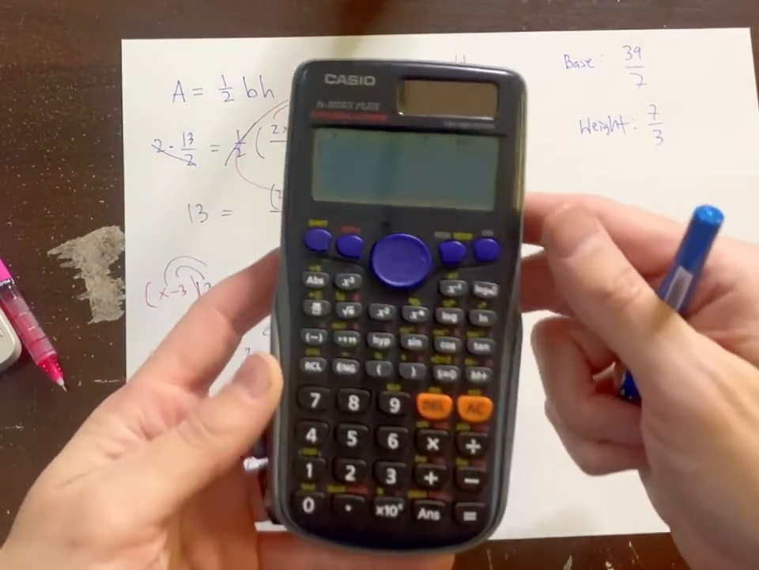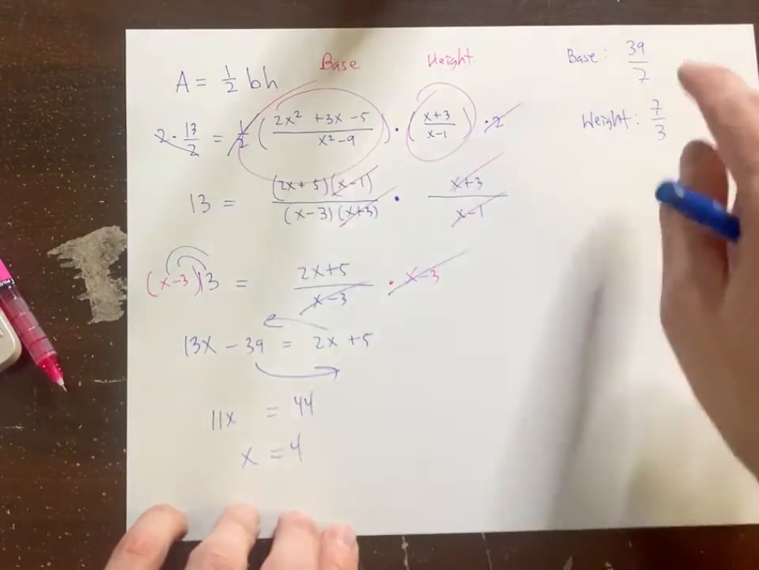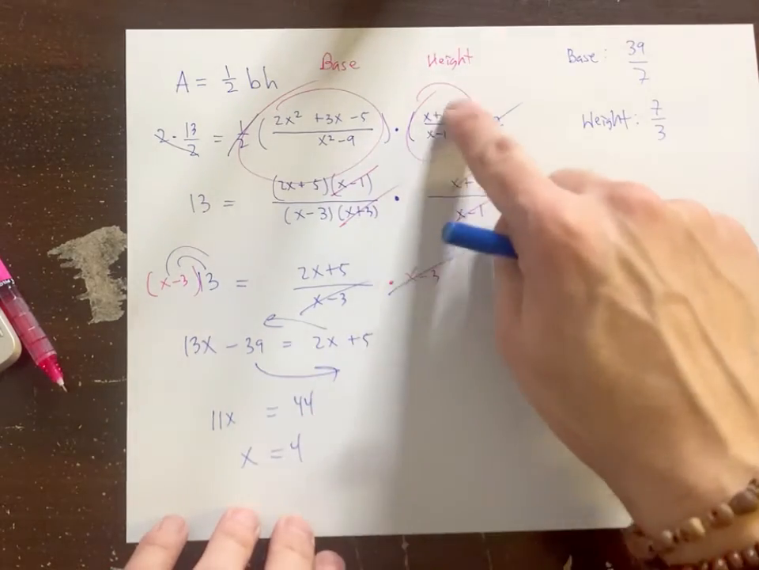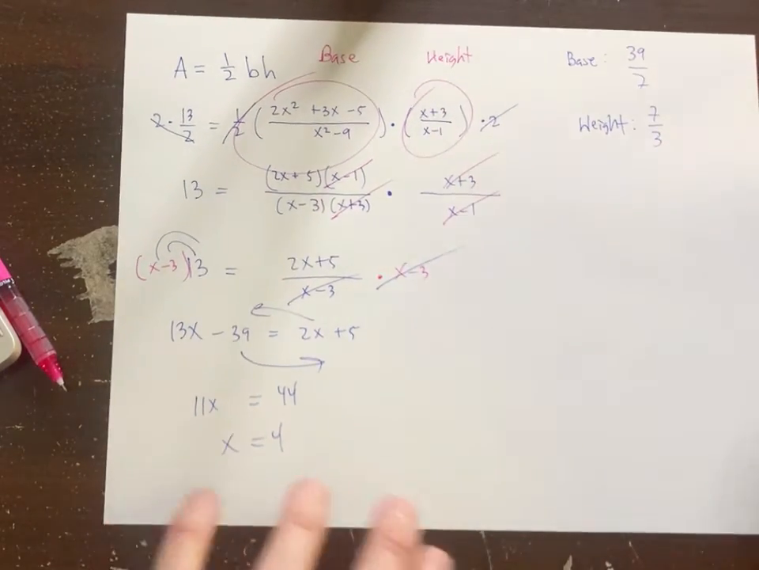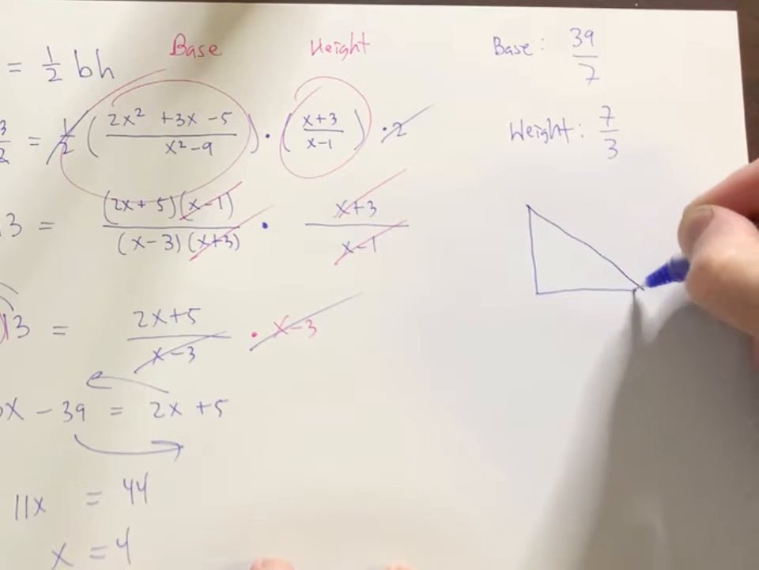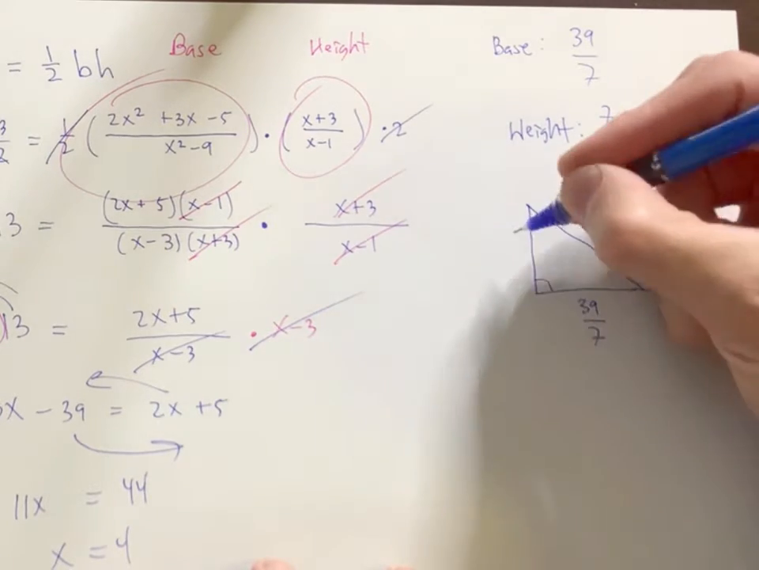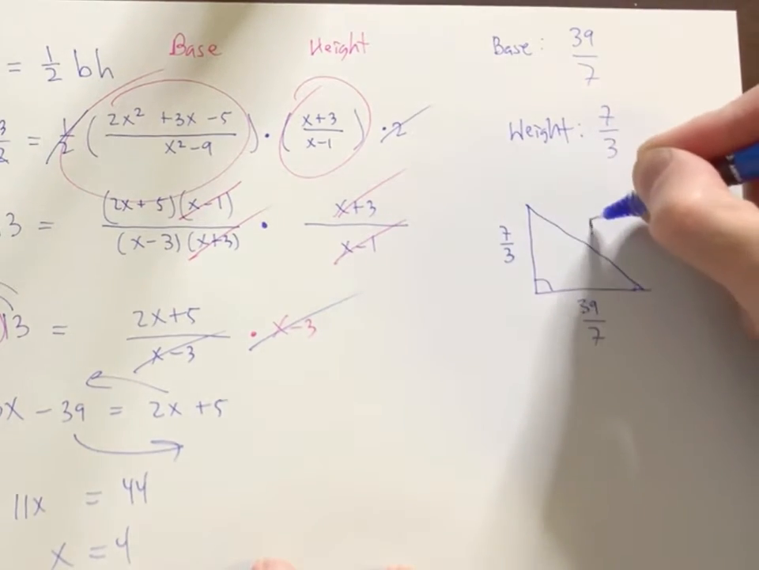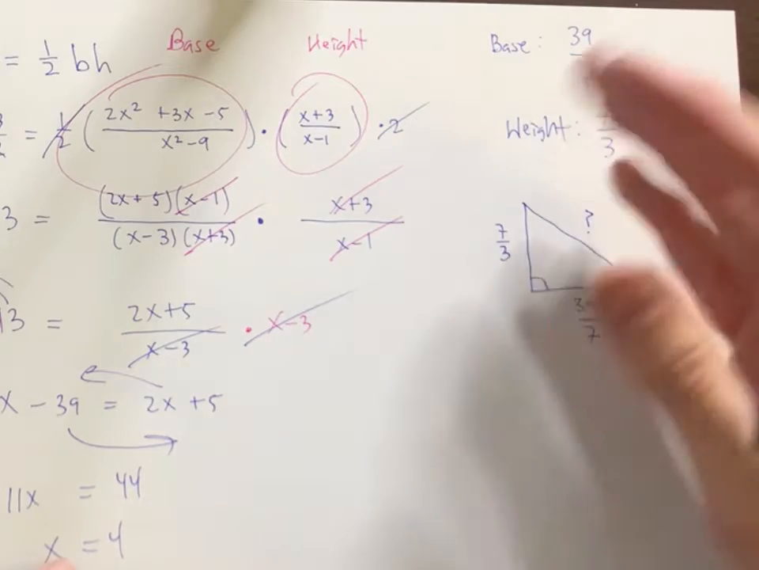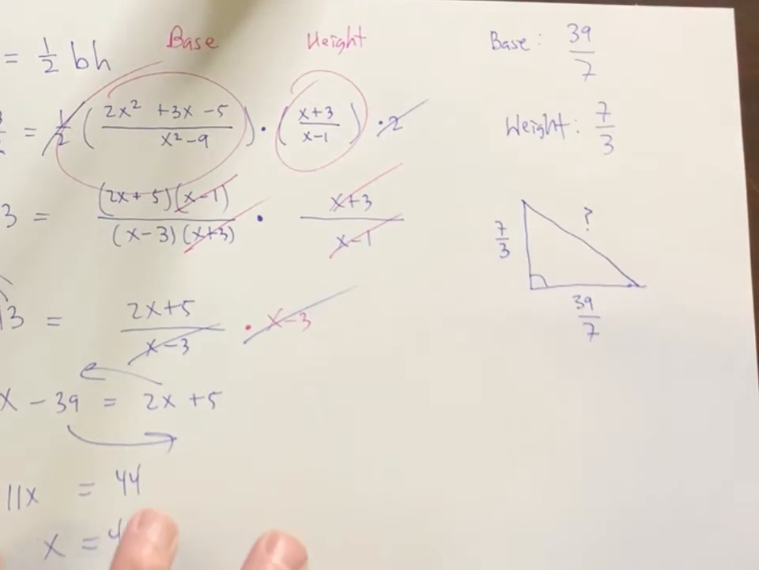And on my Casio, I did just that. I plugged in 4 for x all there to find the base, which is that. I plugged in 4 for x there to get the height, which is that. And so now I know that this triangle, this right triangle, has a base of 39 over 7 and a height of 7/3. But I think in the word problem, they mentioned something about the perimeter. So you're going to have to find the hypotenuse by going Pythagorean Theorem.